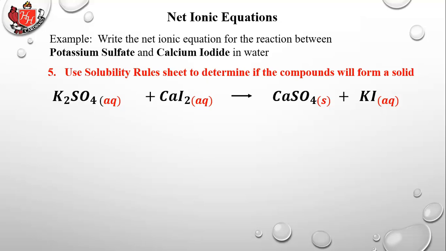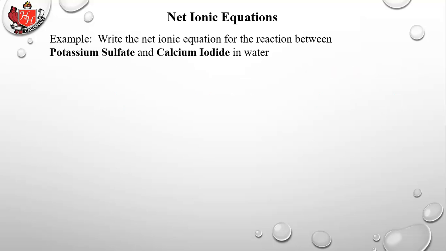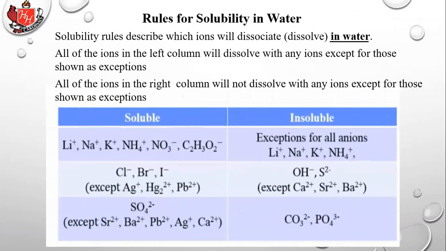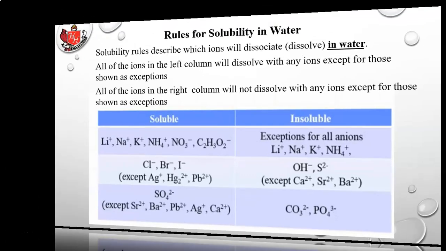Now we go over to the right and we have calcium sulfate. Okay, so let's go back and look. So we see down in the bottom left corner that sulfate dissolves with anything except 5 elements. And calcium is one of those 5 exceptions. That means calcium sulfate will not dissolve. They will stay together in water. So that is going to be a solid.